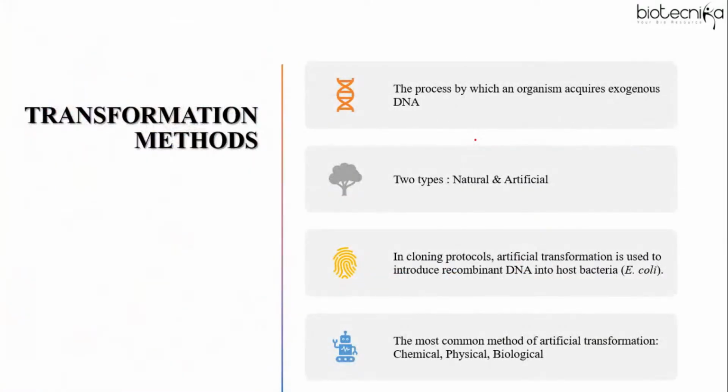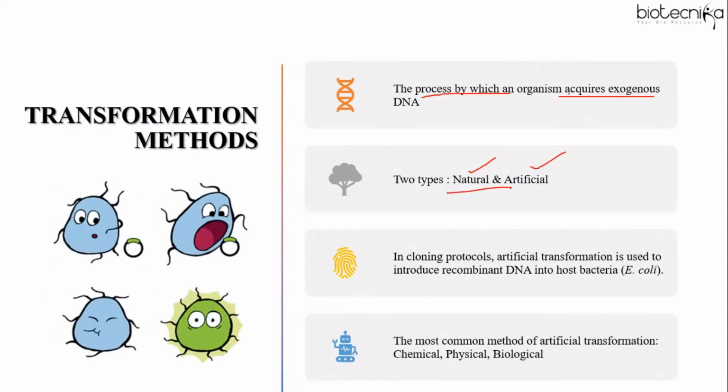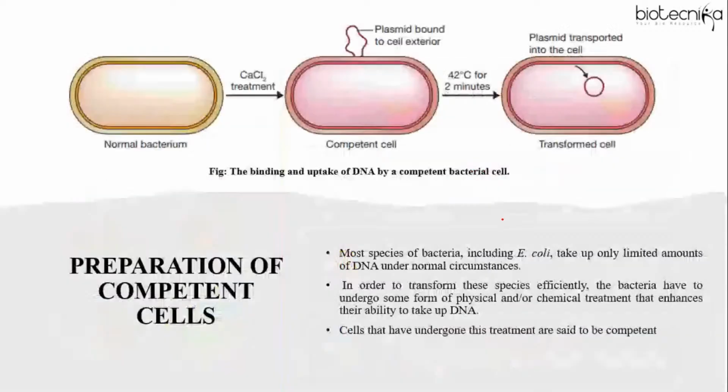And then transformation methods. Transformation, in the beginning I told you, is a process by which an organism acquires exogenous DNA. It can be a natural process or an artificial process. The natural process, I told you, is horizontal gene transfer, which occurs naturally. And artificially, we can perform transformation by using chemicals like calcium phosphate. You can use physical methods like electroporation, microinjection. As a biological method, we can use vectors also, viruses as vectors, right?